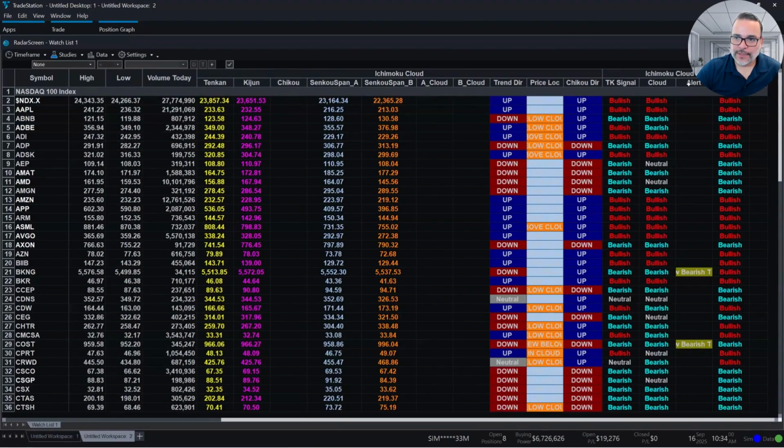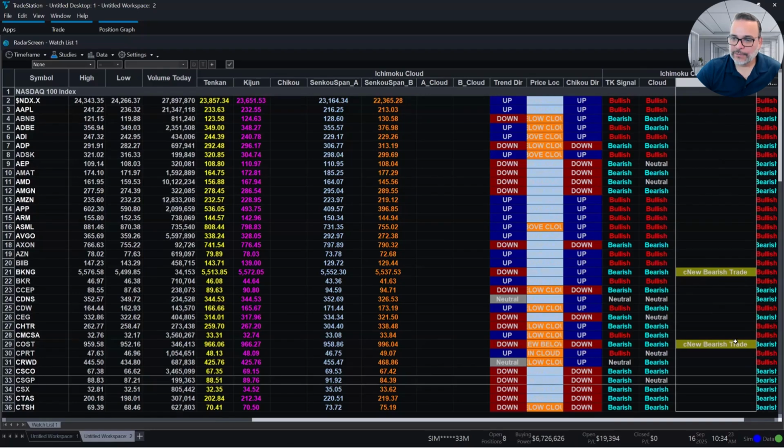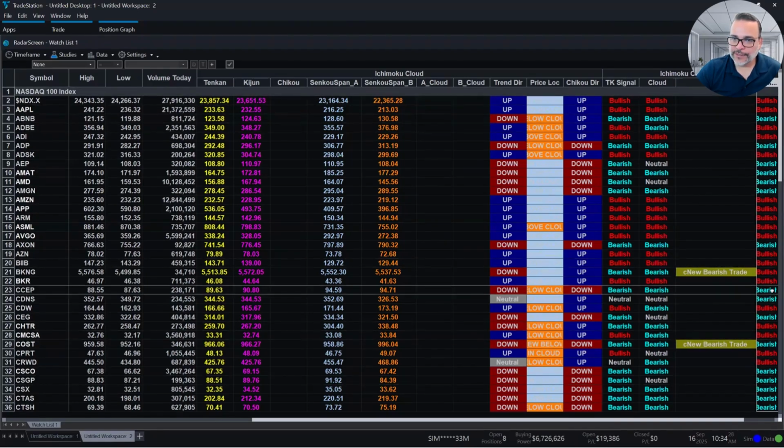If you look at the one on the right, I believe that's one that I modified to be a little bit different. This is the Tenkan signal. The cloud is either bullish, neutral, or bearish. The alert, this is just a simple alert. It says new bearish trade. And then the Chikou, it's telling you if it's bullish or bearish.